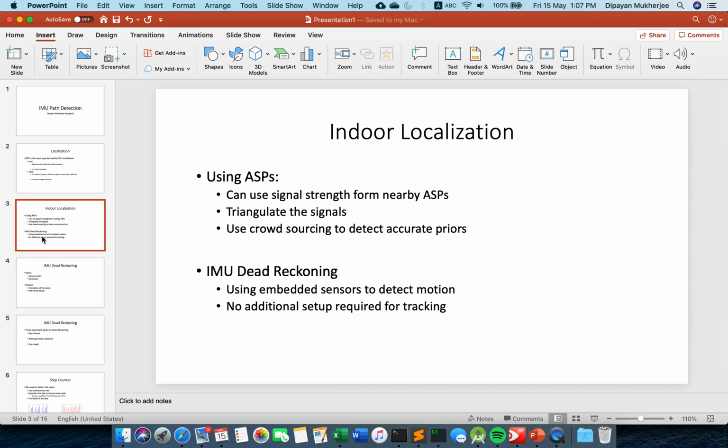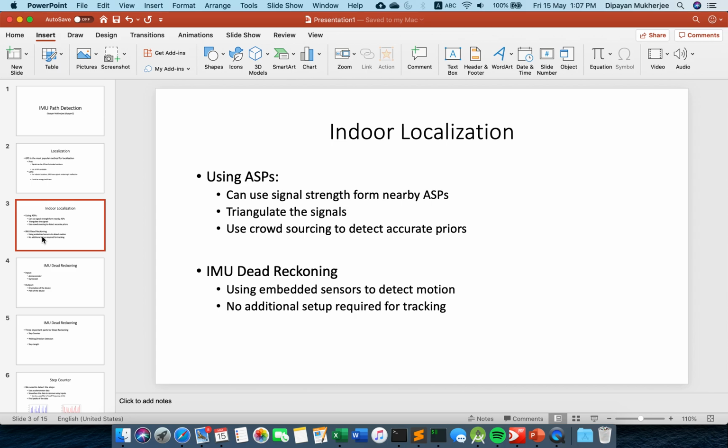One method could be using predetermined resources like routers or Bluetooth devices, checking their signal strength and then triangulating to find out where we are actually situated. But the problem is that we need a huge setup cost and we need to crowdsource the data in order to determine which location corresponds to what signal strength.